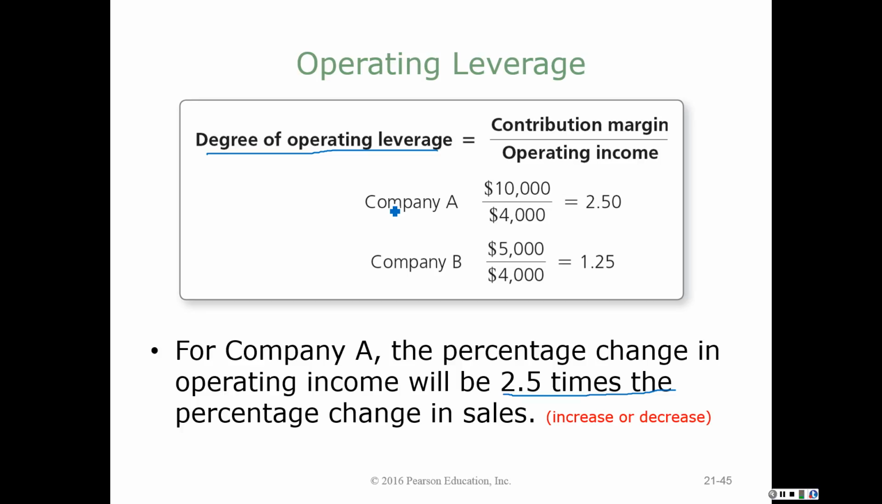my sales. But the other part of that is if volume goes down, then my operating income is going to go down by 2.5 times as well. Whereas in company B, if I have an increase, then I'm only going to increase my operating income 1.25 times. But if I have a loss, it only drops by 1.25.